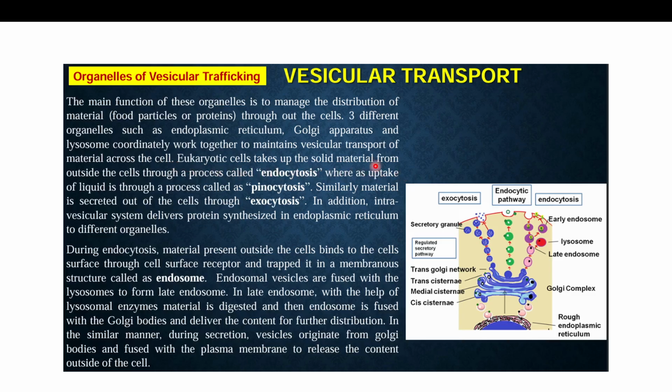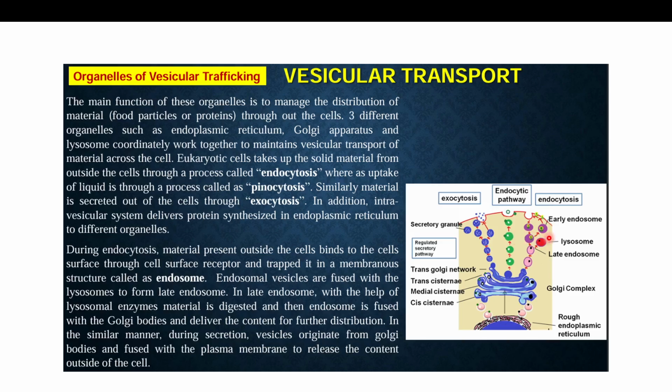Eukaryotic cells take up the solid material from outside the cells through a process called endocytosis, whereas uptake of liquid is through a process called pinocytosis. Similarly, material is secreted out of the cells through exocytosis. In addition, intravesicular system delivers protein synthesized in ER to different organelles. During endocytosis, the material present outside the cells binds to the cell surface through cell surface receptor and are trapped inside a membranous structure called the endosome.